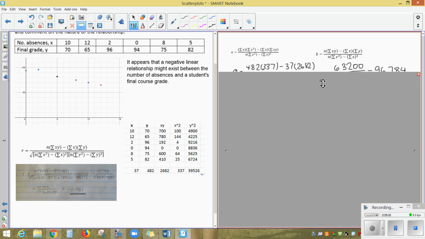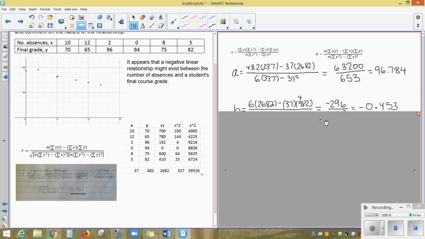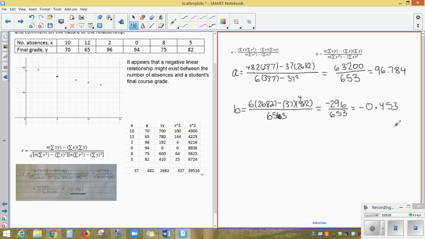Okay, so when we plug in for the A, we've got our sum of y's and our sum of x squareds, and down here is the sum of x's squared, and so on. And so it looks like our y-intercept is real close to 97. For our b, that's supposed to say 53. That up here is supposed to be a 4. We should get the slope as negative 0.45. So our regression line looks like 96.784 minus 0.453x.